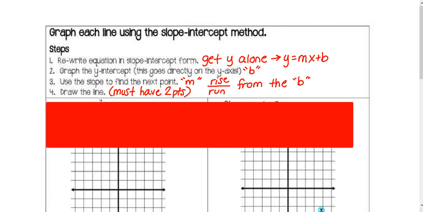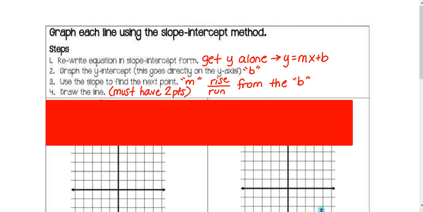And then the last step is to draw your line, and you must have a minimum of 2 points to make a line, just as a reminder. So if you have your B and you have your M graphed properly, you'll be good to go.